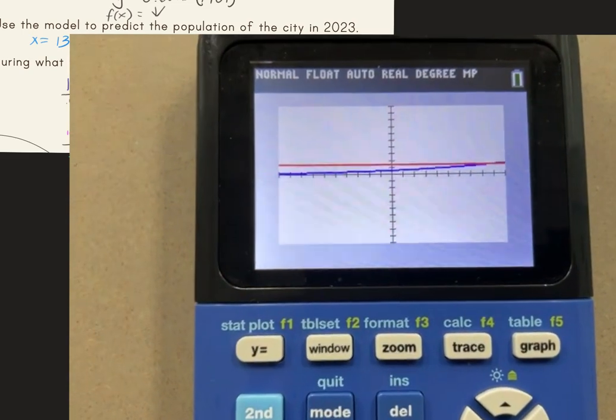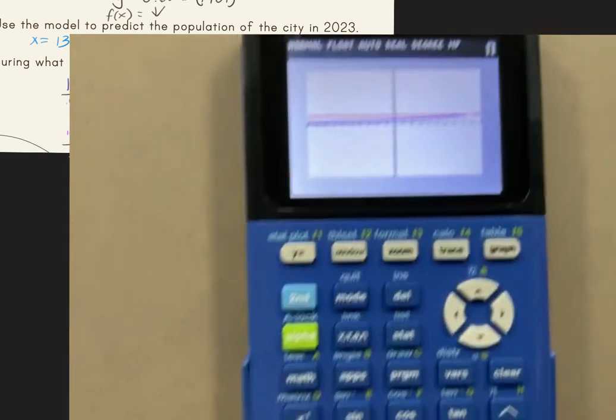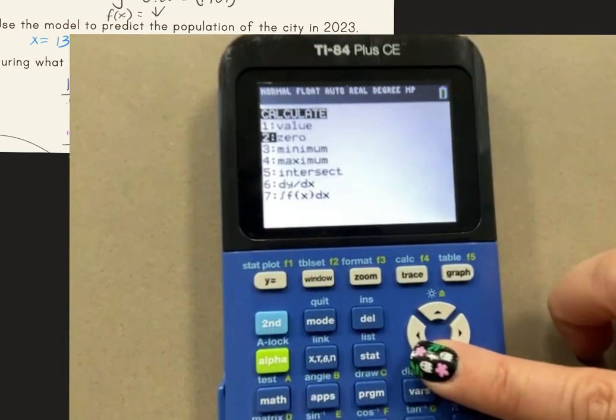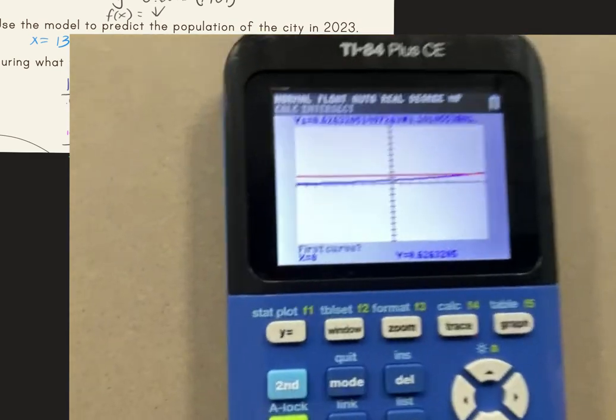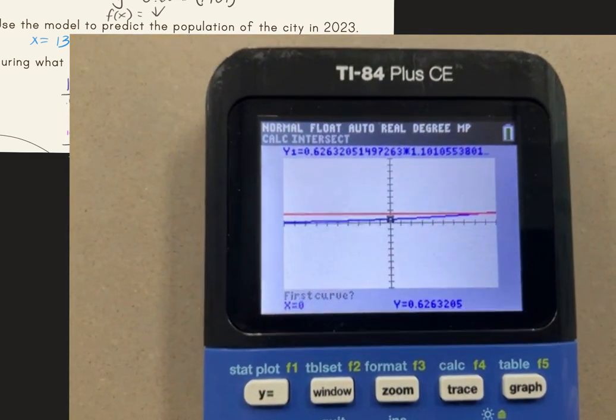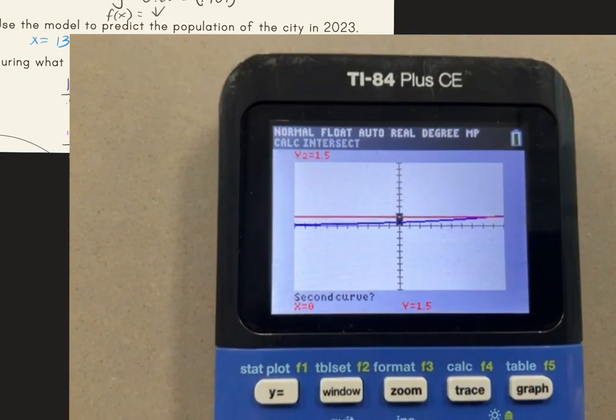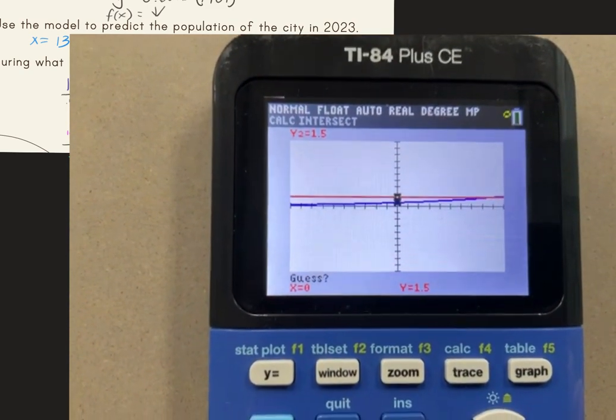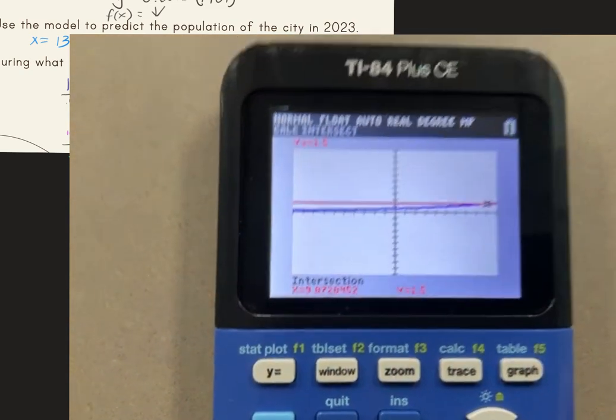But on here, if I want to see where they intersect, I'm going to go second, trace, and I go to intersect. And remember, it asks you, are you on the first curve? Mine's blue. That's the blue curve, so enter. Are you on the second curve? Yes, that's the red, enter. And I hit enter for the third time to guess, and it's going to bring me to that intersection.